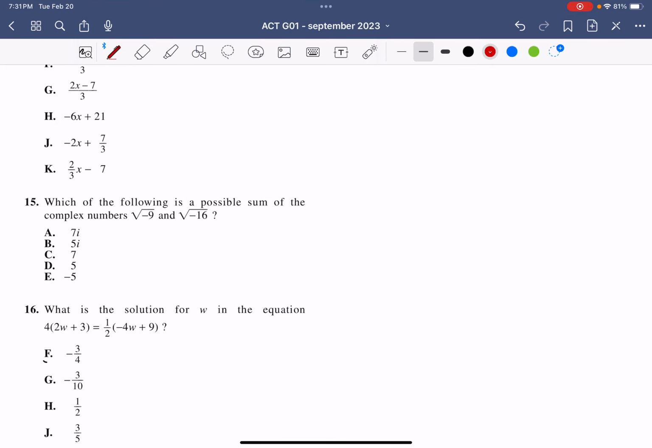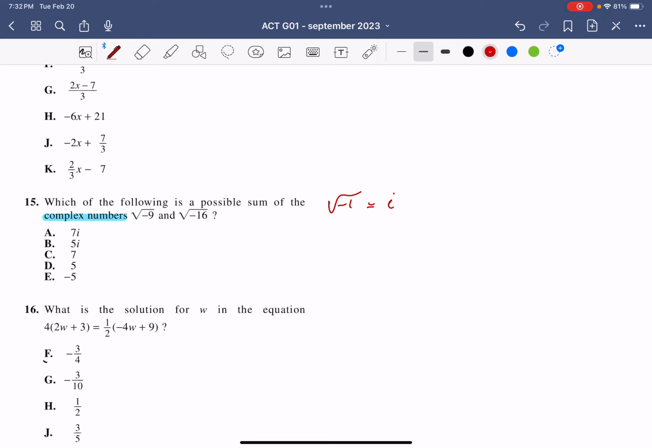Question 15. Which of the following is a possible sum of the complex numbers? So if you're not familiar with complex numbers, let's do a quick review. Complex numbers really just deal with this problem of trying to square root -1. So when you see the square root of -1, just think of that as being i. So i is not a variable. i represents the square root of -1.